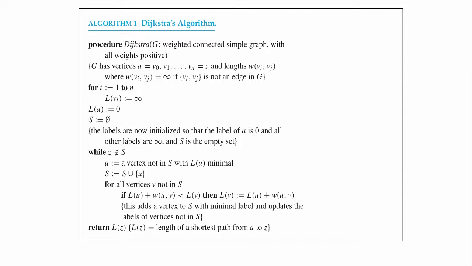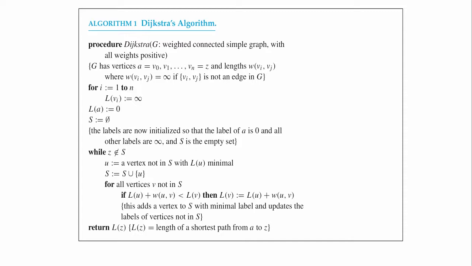This procedure is iterated by successively adding vertices to the distinguished set until Z is added. When Z is added to the distinguished set, its label is the length of a shortest path from A to Z. So finally we have Lk(A, v) equal to the minimum of L(k-1)(A, v) and L(k-1)(A, u) plus w(u, v).